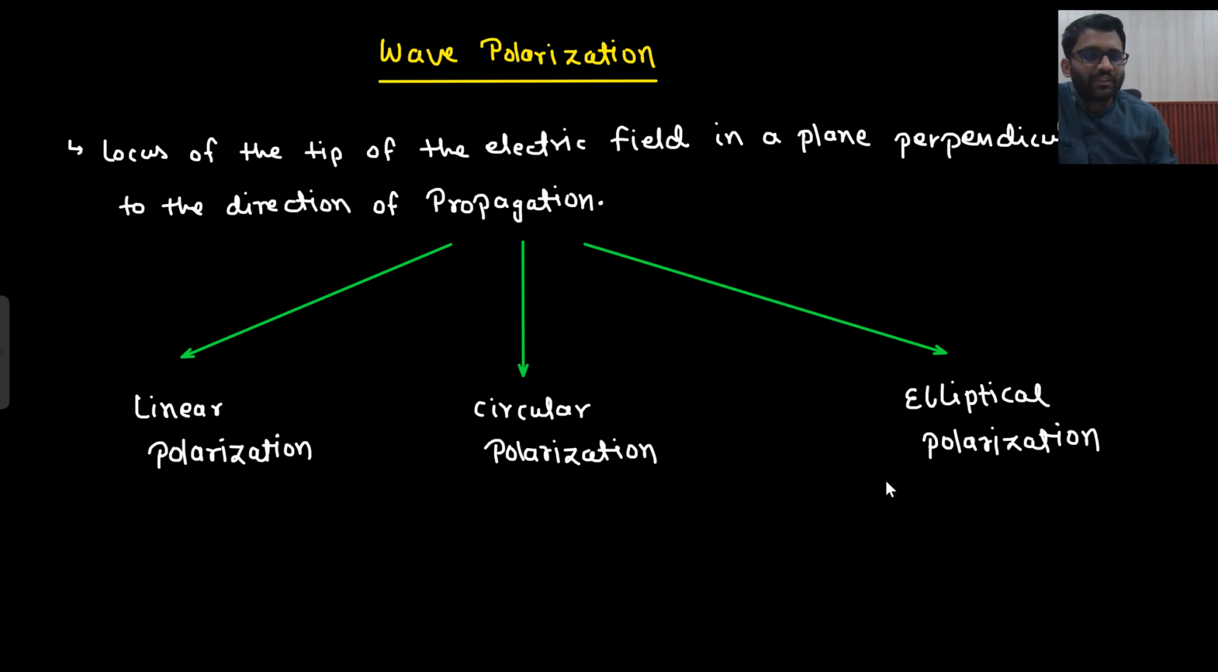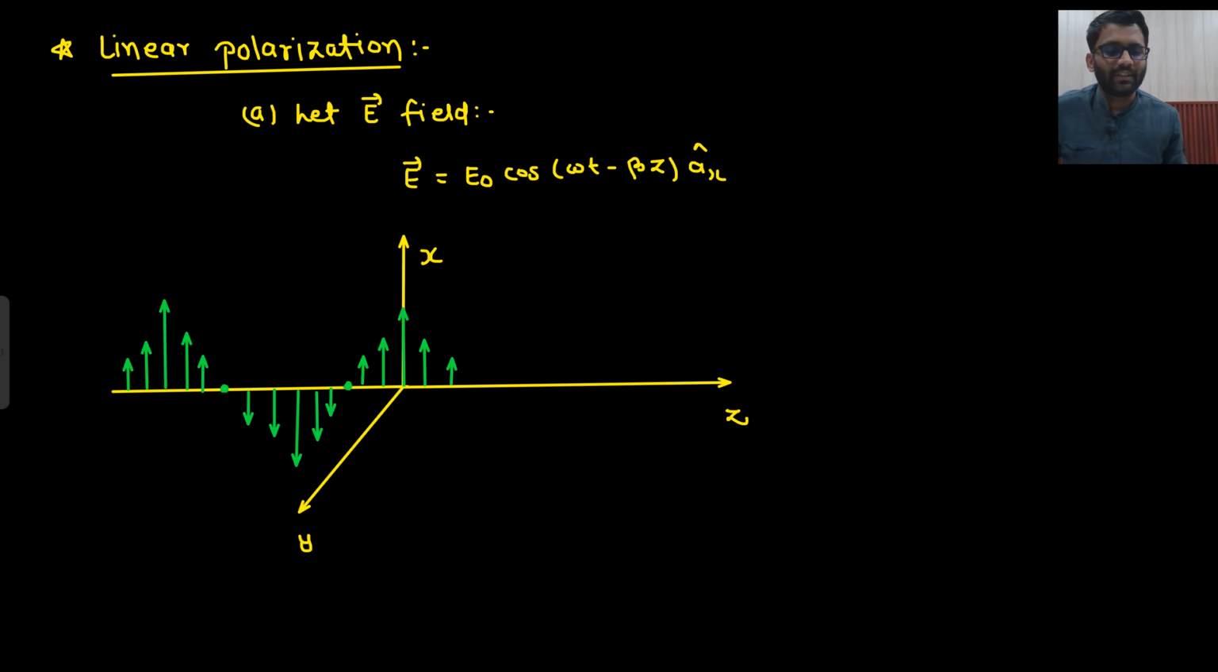Hi everyone. So before closing this chapter and jumping onto the assignment, first we will see a very small topic, which is wave polarization. A very interesting topic. We just need to study the locus of electric field. Okay, by the definition you are not understanding anything. That is, the locus of the tip of the electric field in a plane perpendicular to the direction of propagation. You might not be able to understand the definition, but let's understand it with respect to an example.